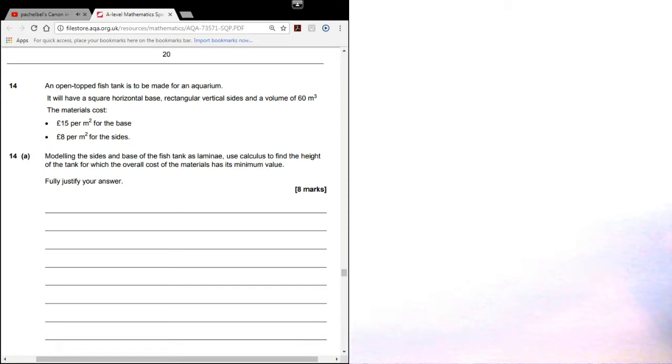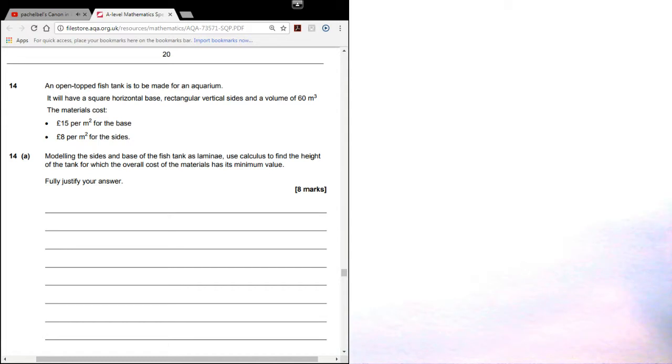Question 14 reads: an open-topped fish tank is to be made for an aquarium. It will have a square horizontal base, rectangular vertical sides and a volume of 60. The materials cost would be £15 per meter squared for the base, £8 per meter squared for the sides. We are now to model the sides and the base of a fish tank as laminae and use calculus to find the height of the tank for which cost would be at its lowest value.